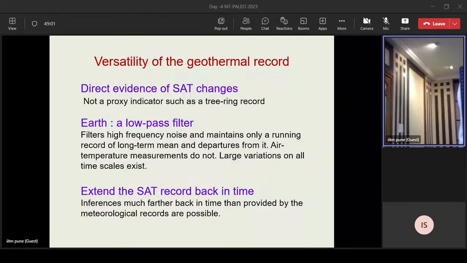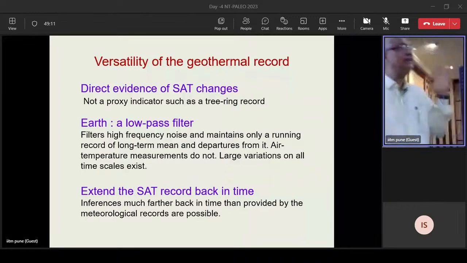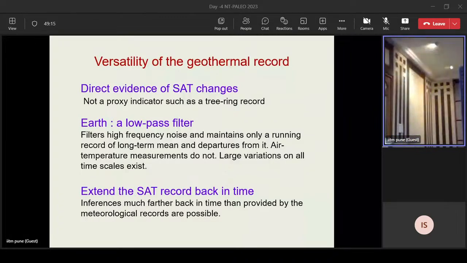The temperature measurements were made to determine the heat flow of the earth. From the 1930s, all over the world, in geophysics, one of the most important things is to measure the temperature of the earth and the heat flow of the earth.